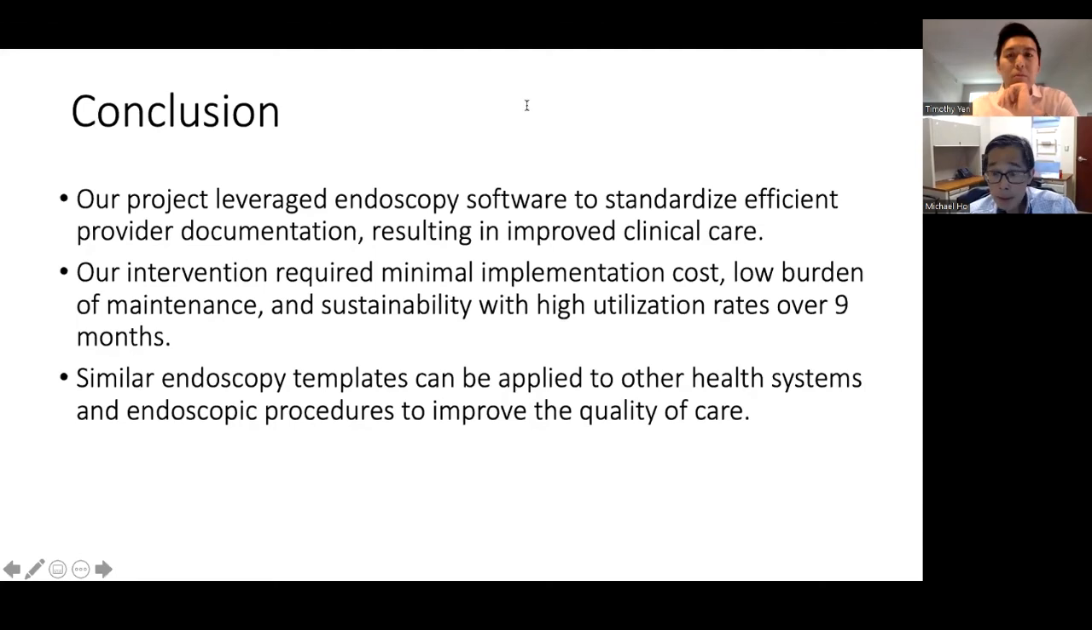So maybe I had a question. It's interesting that it looks like the use of the templates improves a lot of different processes of care. You also showed a decrease in the hospital length of stay. What do you think led to that? Do you think it was the medications that led to shortening the stay?